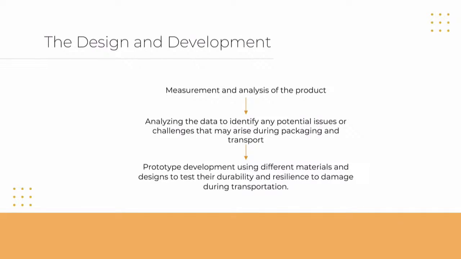Method 2 was prototype development for selected edible cups, spoons, and shapes, using different materials and designs to test their durability and resilience to damage during transportation. In the second step, a packaging design was designed that addressed the challenges and incorporated the best features of the existing packaging solutions as identified in a previous phase.